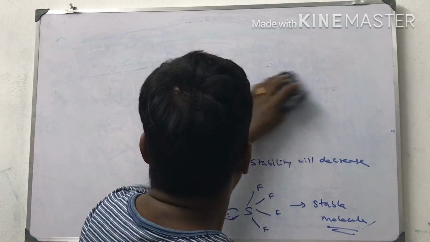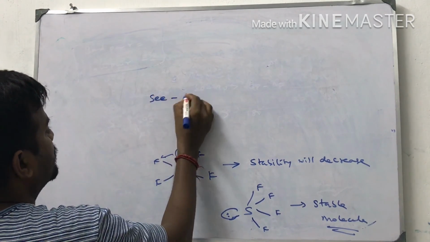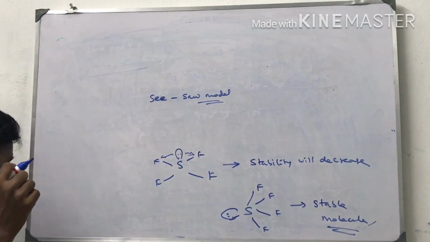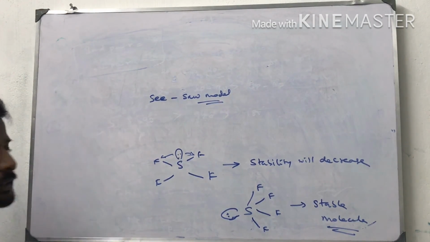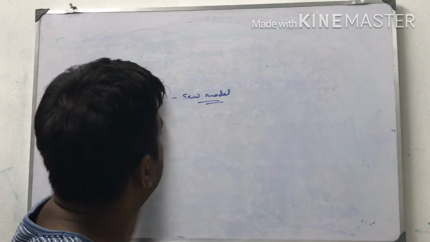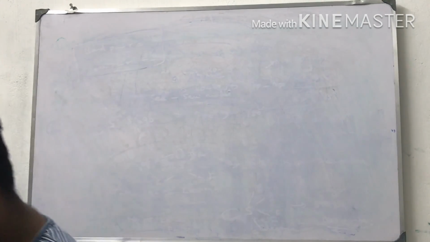And yes, this structure is like a seesaw model. It is like a seesaw model. These are the things required for the SF4 molecule. This is a 2-mark question. Thank you, students. Have a nice day. Next class we will discuss the remaining things.